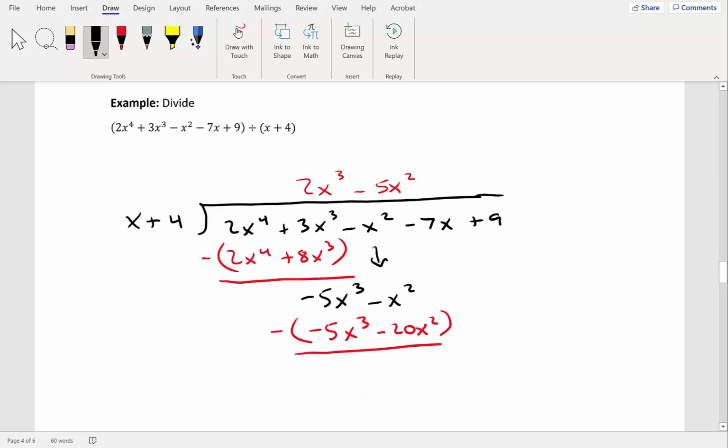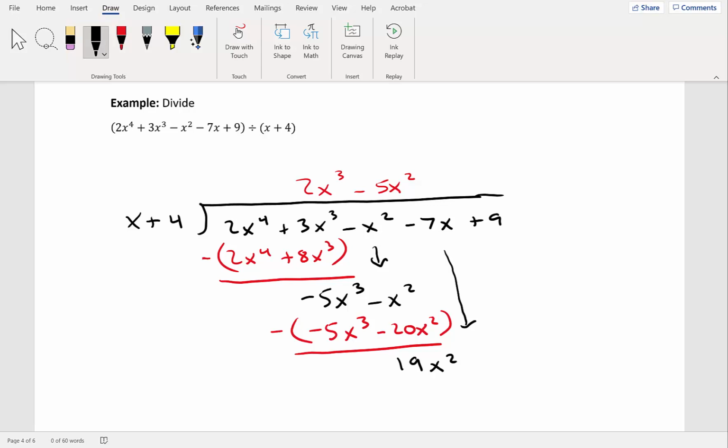So negative 5x cubed minus negative 5x cubed. Remember, once again, that minus minus changes into plus. So we really have negative 5x cubed plus 5x cubed, which cancels out. Negative x squared minus negative 20x squared. Once again, the minus changes to plus. So we have negative x squared plus 20x squared, which gives me 19x squared.